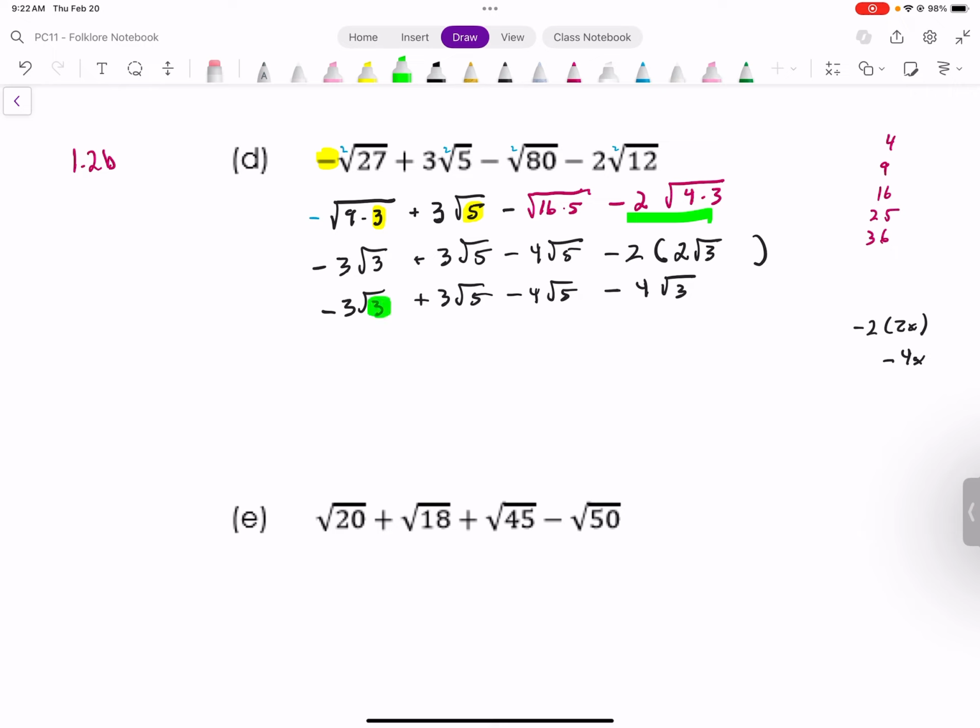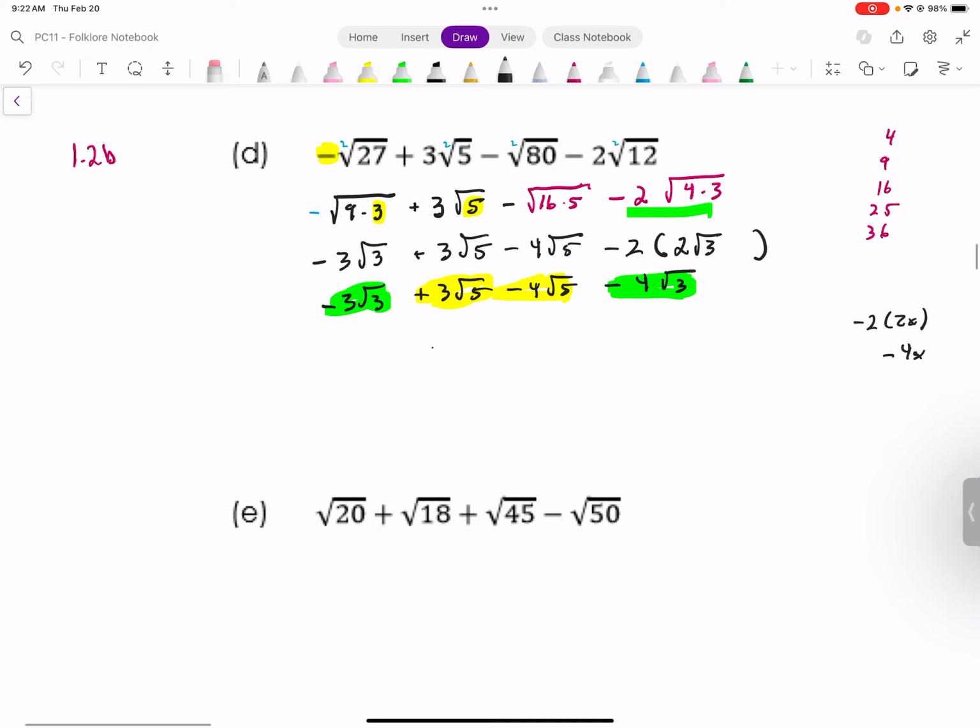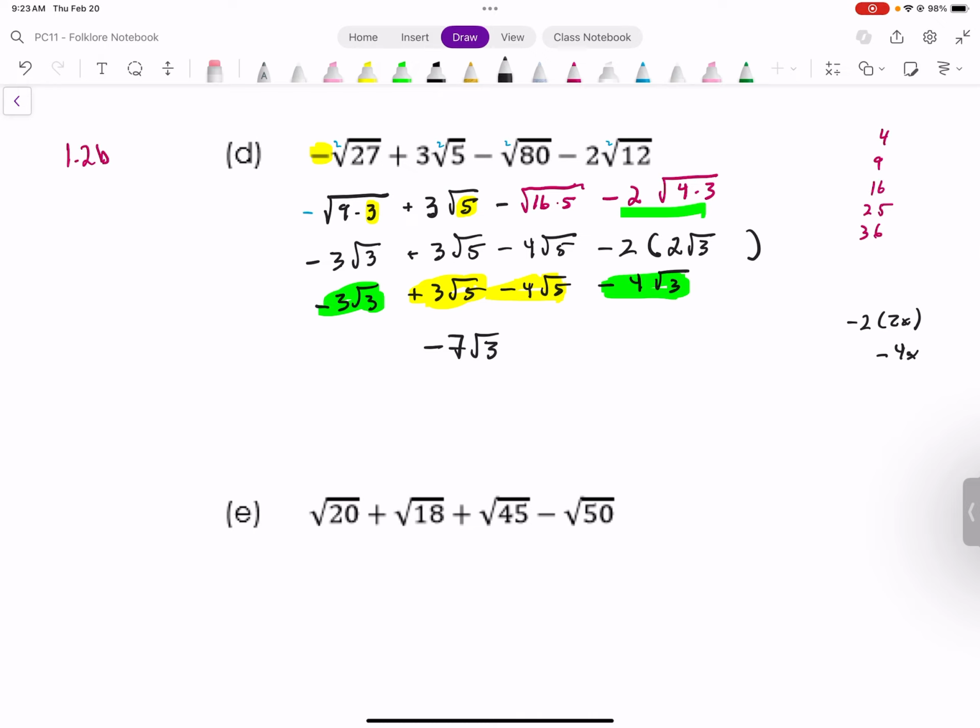See that this is like, so these terms are like, these terms are like. Those 2 middle terms are like, so I can combine them. -3 root 3 minus 4 root 3 is going to be -7 root 3. So that's the green term. Now the yellow term is root 5. 3 root 5 minus 4 root 5, well, that's just -1 root 5. And I'm just going to write it as -root 5.